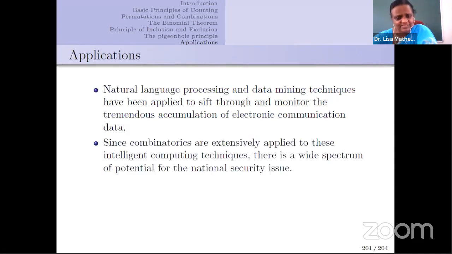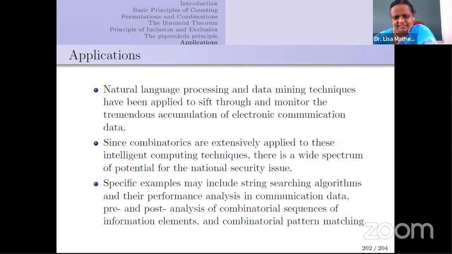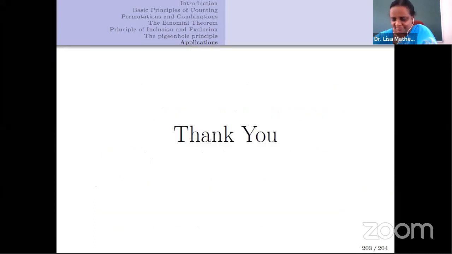So, since we know that combinatorics can be extensively applied to these intelligent computing techniques, there's a wide spectrum of potential for this issue. Specific examples include string searching algorithms and their performance analysis in communication data, pre and post analysis of combinatorial sequences of information elements, and combinatorial pattern matching. I think that's it.